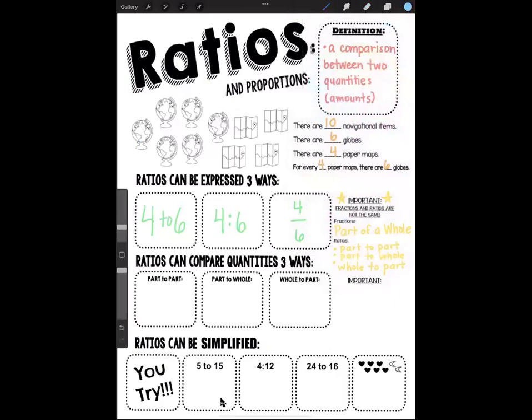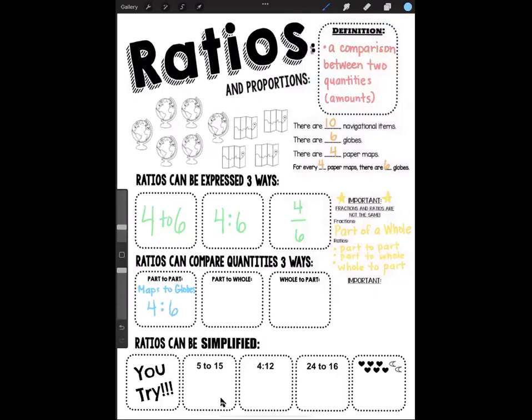And down here we have part to part. So the one we were talking about earlier, which was maps to globes. That's a part to part relationship because part of the things are maps and part of the things are globes. Neither one of those are the total, which is another word for whole. And so they're both parts. We're comparing part of the navigational items to the other part of the navigational items.